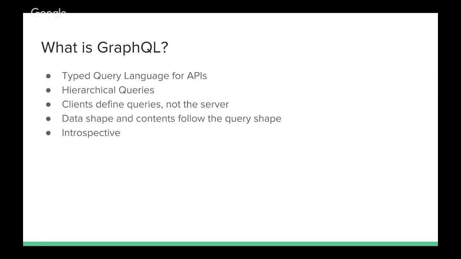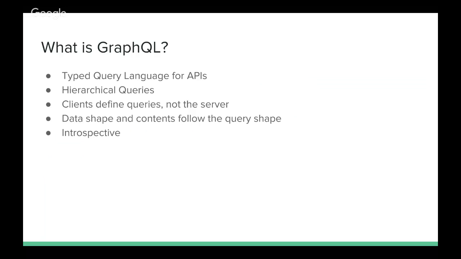And when a client defines a query, it also defines the data shape, and the contents end up following that data shape. As a client, you'll always know exactly where the field you're asking for exists, and that it exists, and there's nothing else there. And one of the biggest points of it is the introspective facility.